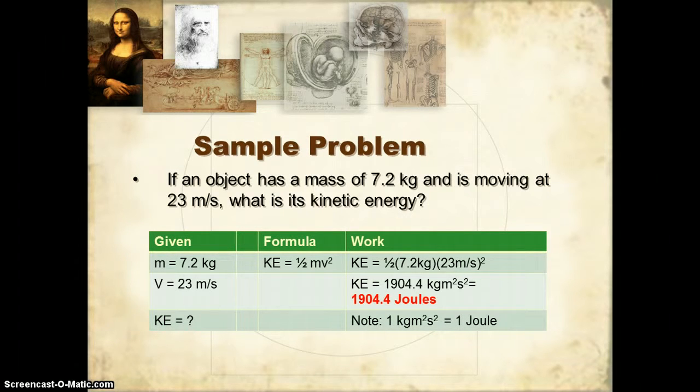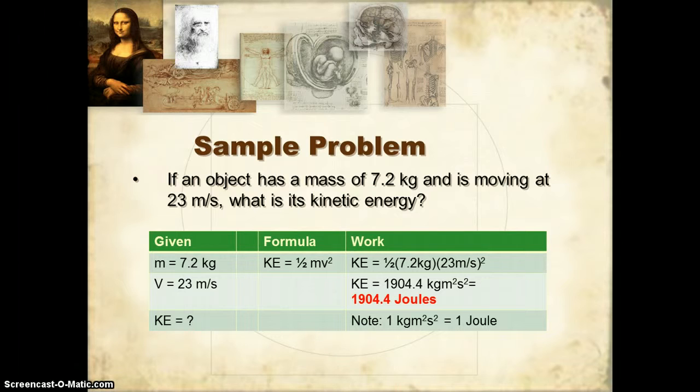Here's a sample problem for kinetic energy. We've got an object, mass 7.2 kilograms. Mass needs to be in kilograms when you're finding energy. Moving at 23 meters per second. Velocity needs to be in meters per second. Find the kinetic energy. We list our given, list our formula, KE equals 1/2 mv squared, and you can see the work. The final calculation gives us 1904.4 joules. Note here that 1 kilogram meter squared per second squared is a joule.